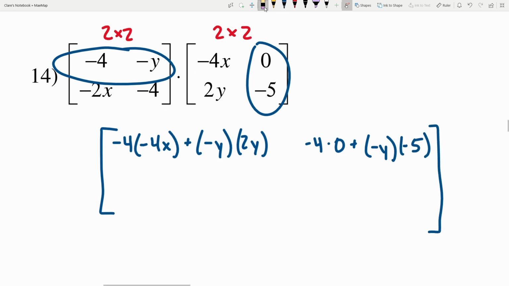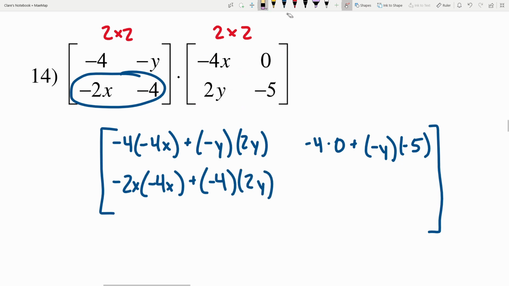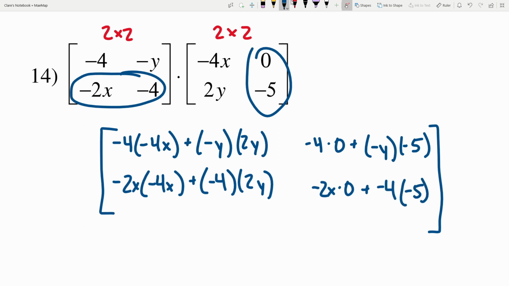And then for my second row, taking that second row, dotting it with the first column, that's going to be a negative 2x times a negative 4x, and I'll be adding that to negative 4 times 2y. And now for my second row, second column entry, negative 2x will get multiplied by 0, and then I'll add that to negative 4 times negative 5. So now all I have to do is simplify.